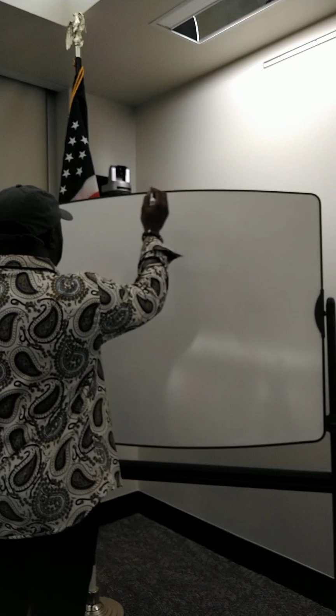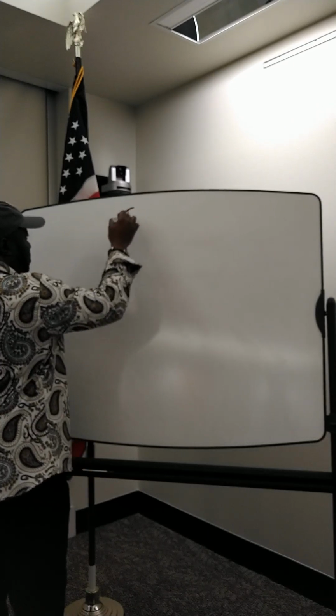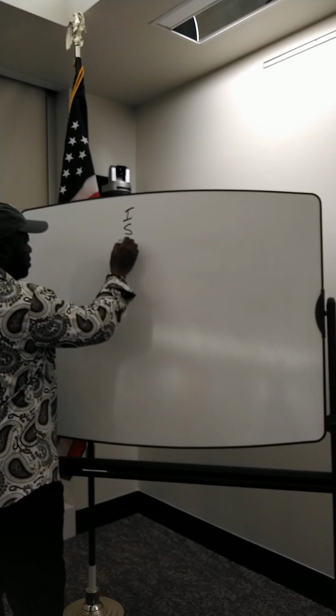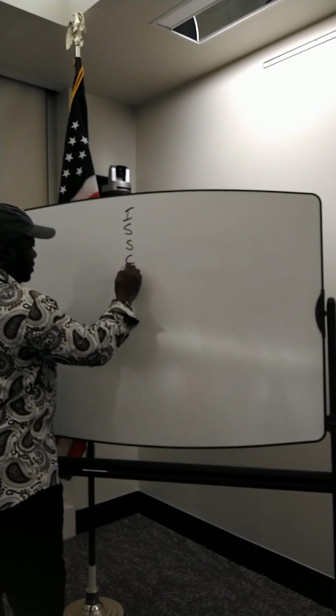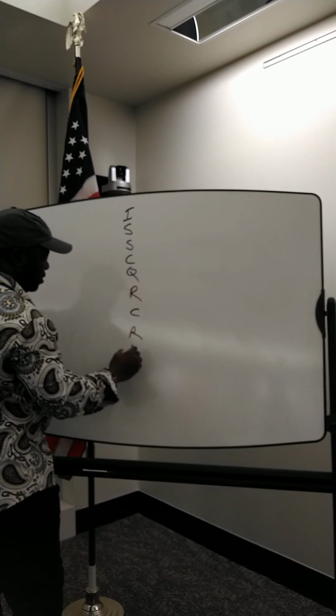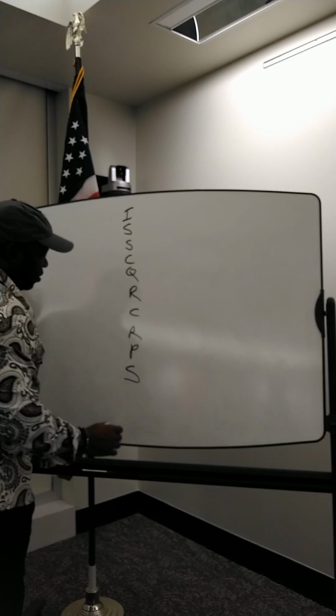Welcome to this very quick project management class. We are going to learn the 10 areas of knowledge of project management. The 10 areas of knowledge are integration, scope, schedule, cost, quality, resources, communications, risk, procurement, and stakeholder.